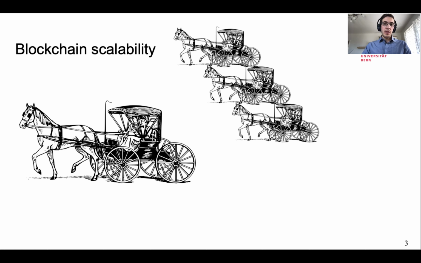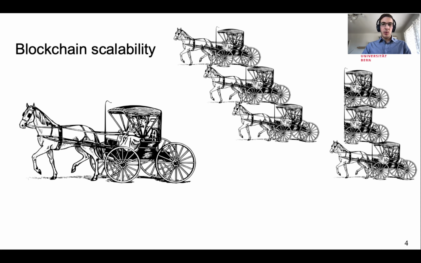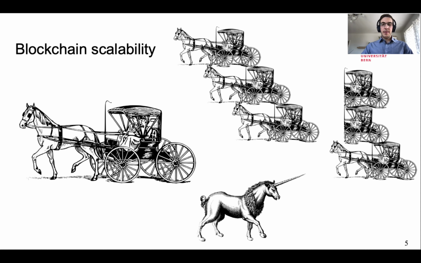In this direction, we have seen a lot of promising results, such as sharding or parallel consensus instances. We have also seen layer 2 protocols which run on top of blockchain applications. But we have also seen interesting work that tries to improve the efficiency of the consensus primitive itself and thus come up with a better primitive.